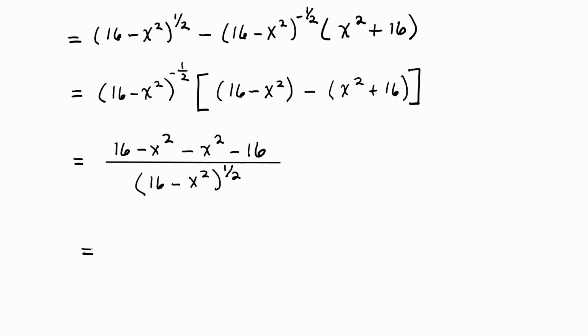And finally, in the numerator, this 16 will cancel with the minus 16, and we have a negative 2x squared left. And in the denominator, we can either leave it as a fractional exponent, or we could choose to write it as the square root of 16 minus x squared. Either one is fine.